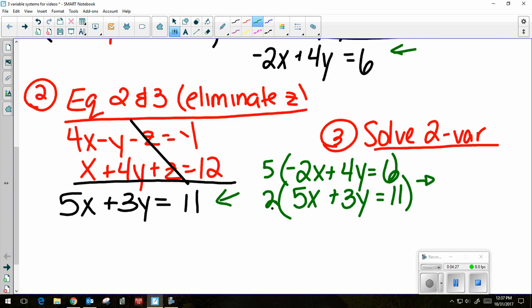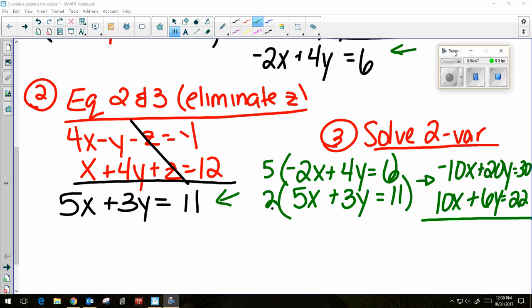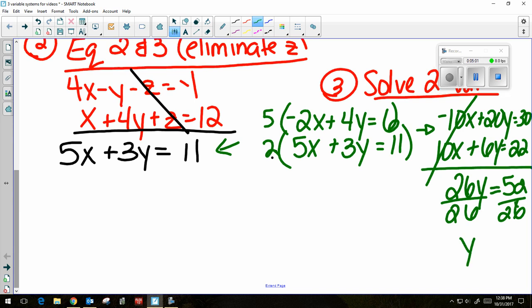When I do that, I'm going to get -10x plus 20y equals 30, and +10x plus 6y equals 22. Now I'm going to add these two together. When I do that, my x's cancel. I'm going to get 26y equals 52. Divide by 26 on both sides, so I get y equals 2.